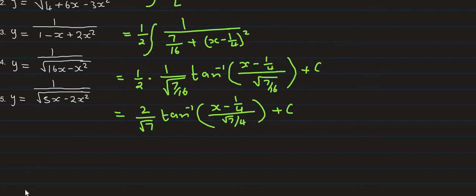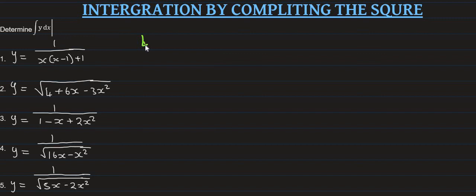So let's look at number 4. Number 4 is: integrate 1 over the square root of 16x minus x squared.